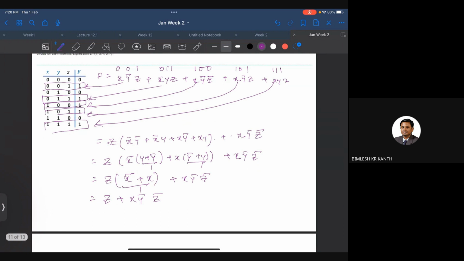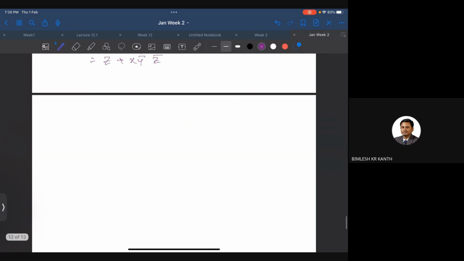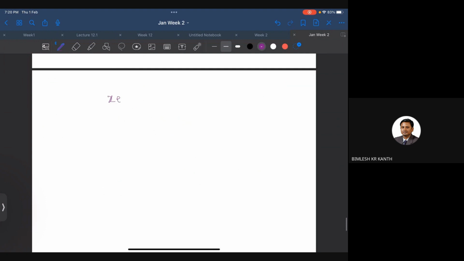Now I'm writing here, x plus x bar y. How does this come? You can write x dot 1 plus x bar y. Now for 1 we can write 1 plus y, so x plus x y plus x bar y. Now we can take y common, so x plus y times x plus x bar. So it will be x plus y.